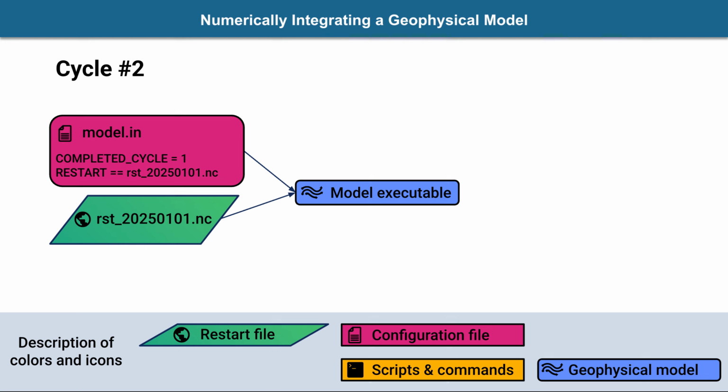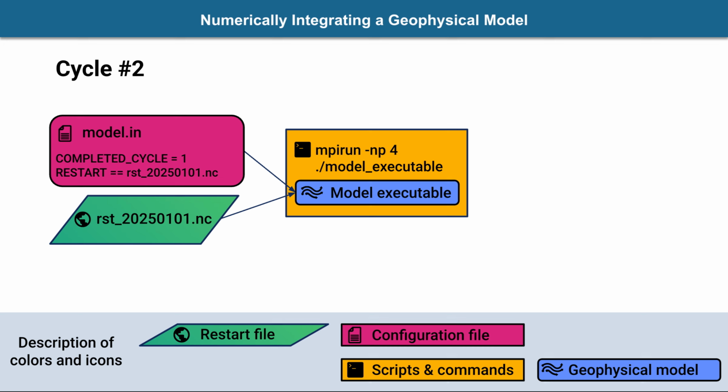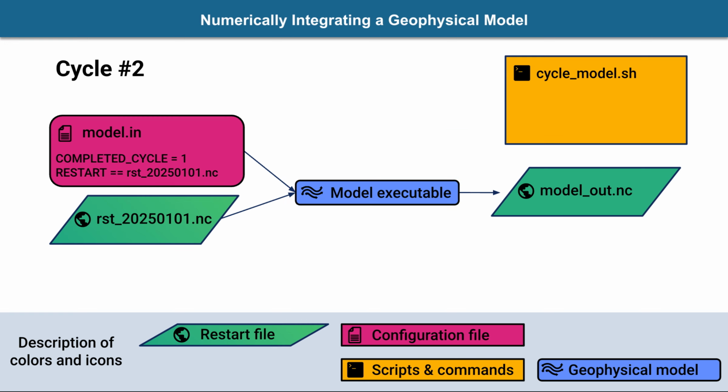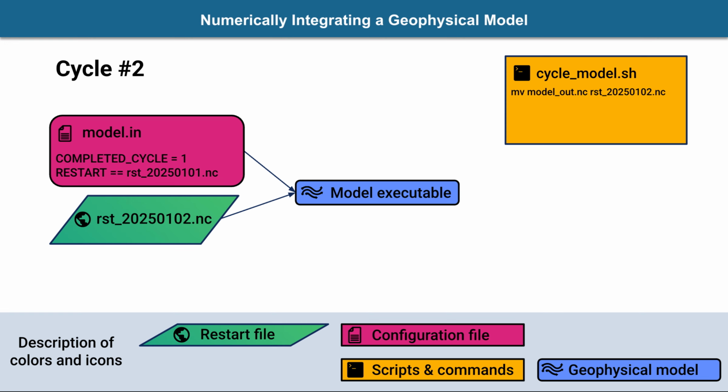With the model.in file already configured appropriately, a batch job is submitted that runs an MPI job. The model integrates and a new output file is created. The MPI job completes, and another cycle model script is run that renames the output file with the date of the integration, in this case year 2025, month 01, day 02, and this newly output file is set as the input file for the next integration by editing the model.in file to reflect that a second cycle has been completed and that rst_2025-0102 should be used as the restart file for a subsequent integration.